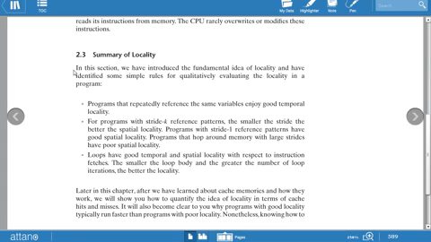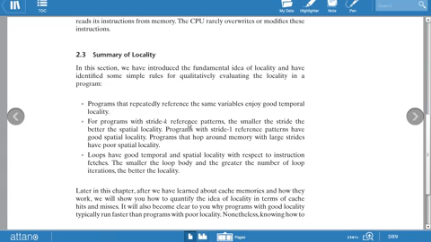Now let's see with the help of the book. This section is a summary of locality. In this section, we have introduced the fundamental idea of locality and identified some simple rules for qualitatively evaluating the locality of a program. First, programs that repeatedly reference the same variable enjoy good temporal locality.